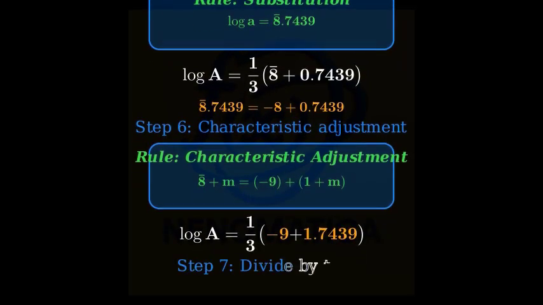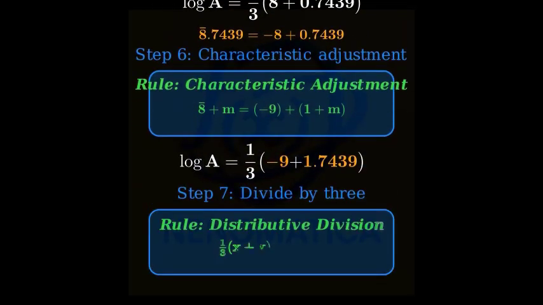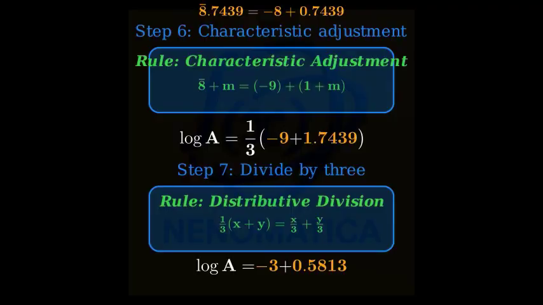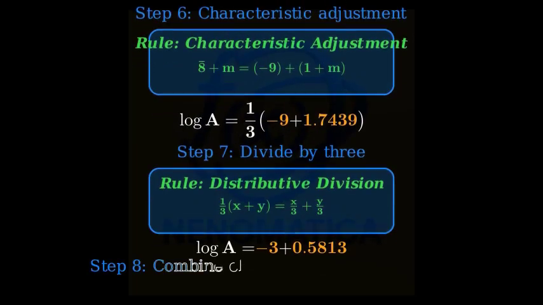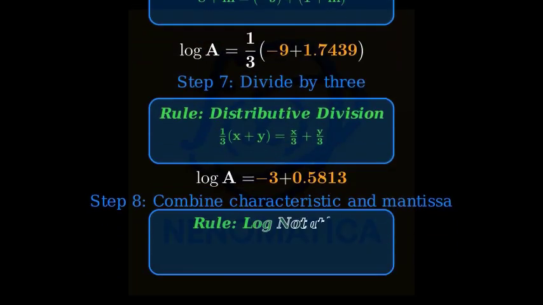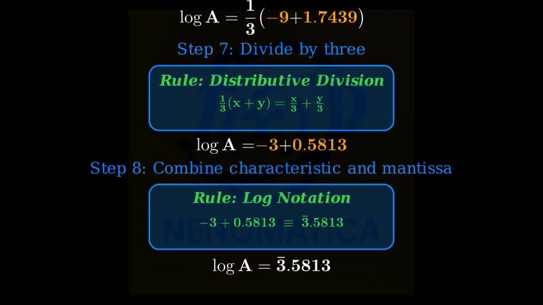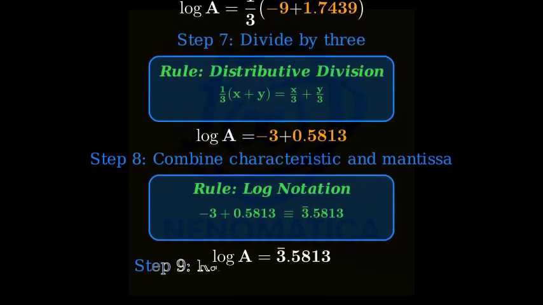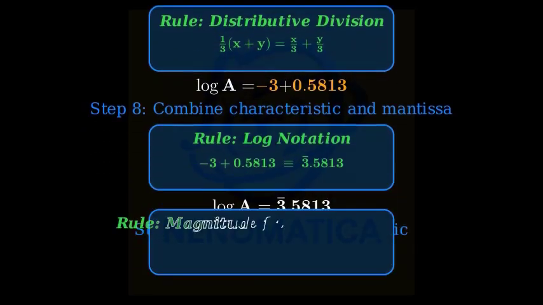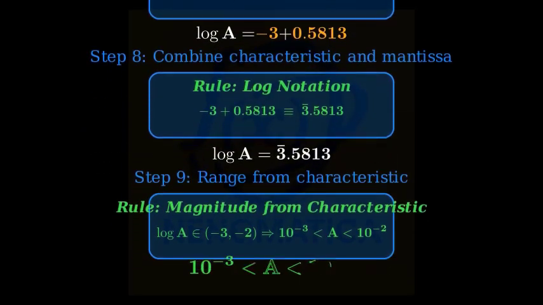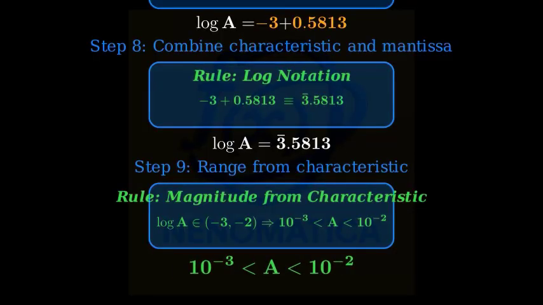Step 7. Divide each part by 3 to get -3 plus 0.5813. Step 8. Write this as bar 3.5813, meaning the characteristic is -3 with a positive mantissa. Step 9. Use the characteristic to bound a. With a characteristic of bar 3, a lies strictly between 10 to the power -3 and 10 to the power -2.